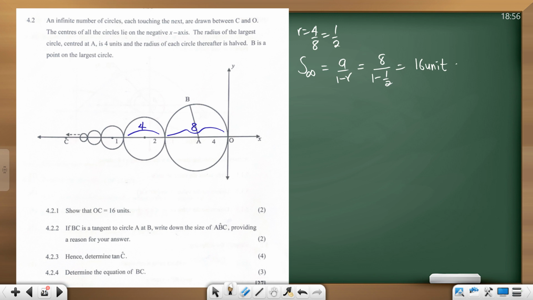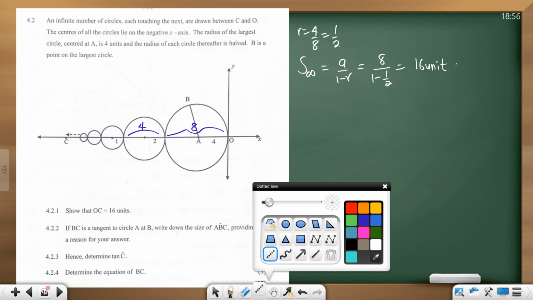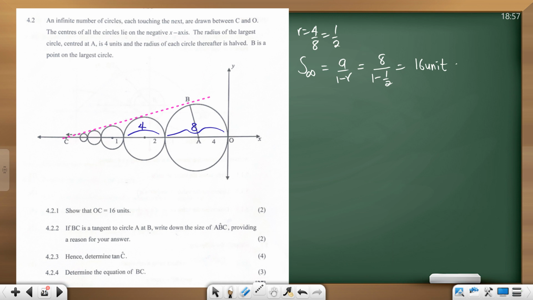The first thing I saw was that when I saw that infinite, I quickly thought about that. If BC is a tangent, where is BC? Oh, BC is a tangent to circle AB. So there's no BC here. Right, if BC is a tangent to circle, write down the size of angle ABC, providing a reason. This is what?